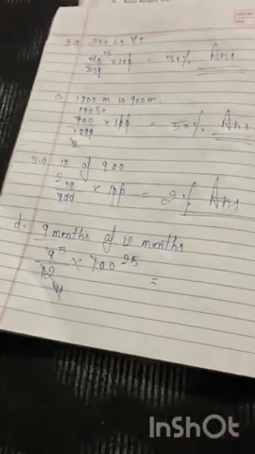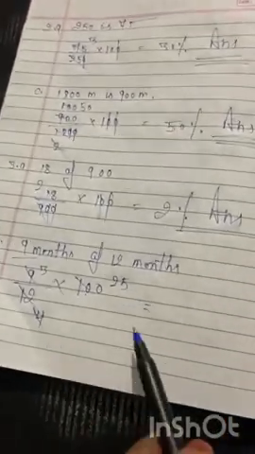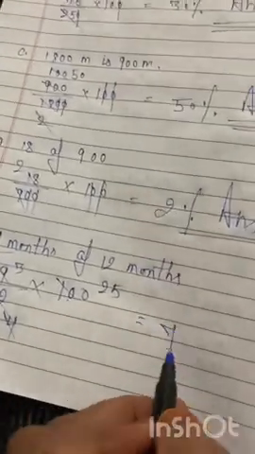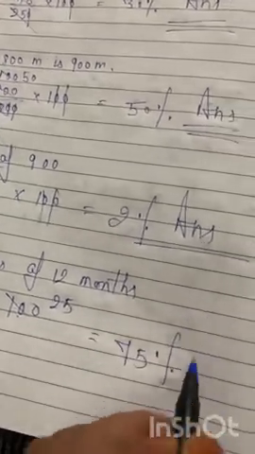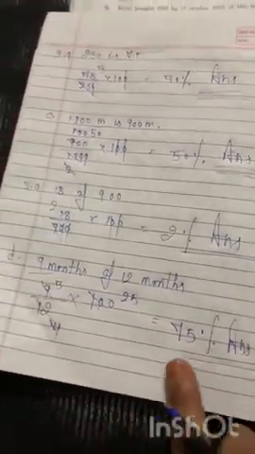25 3s are 75. So 75% is our answer. In this way you have to solve all. Now we will take question number 4.